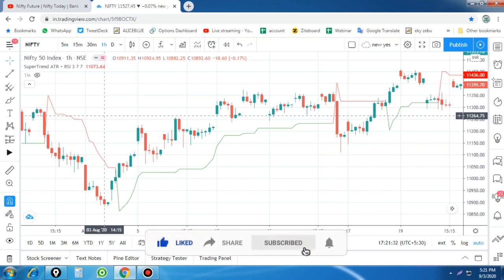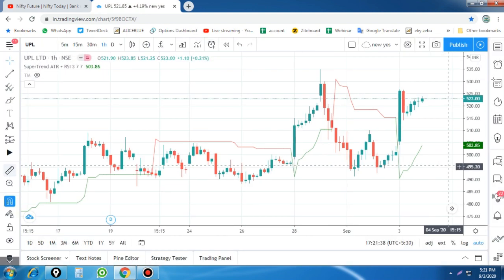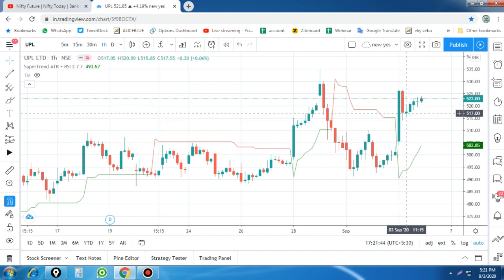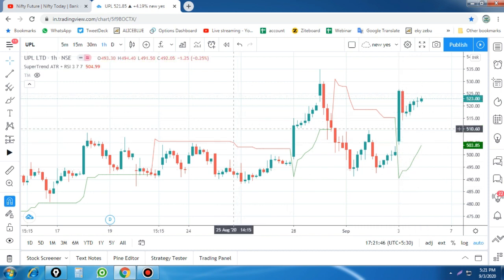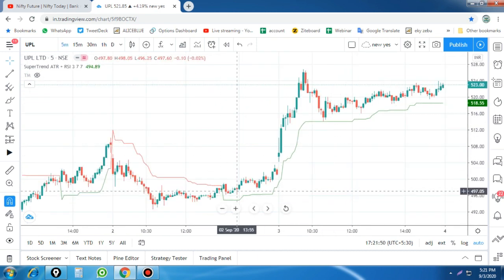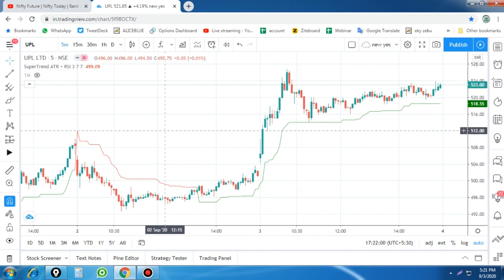I found a stock, UPL, one of the stocks. You see that it gives us the buy signal, and on the next candle itself it triggers. If you took entry at 517, it went up to 523, but on the 5-minute chart you see that it is already in buy, and today it opens here, and on the next candle itself the stop loss line spikes out. So if you took entry around 514, it went up to 526.